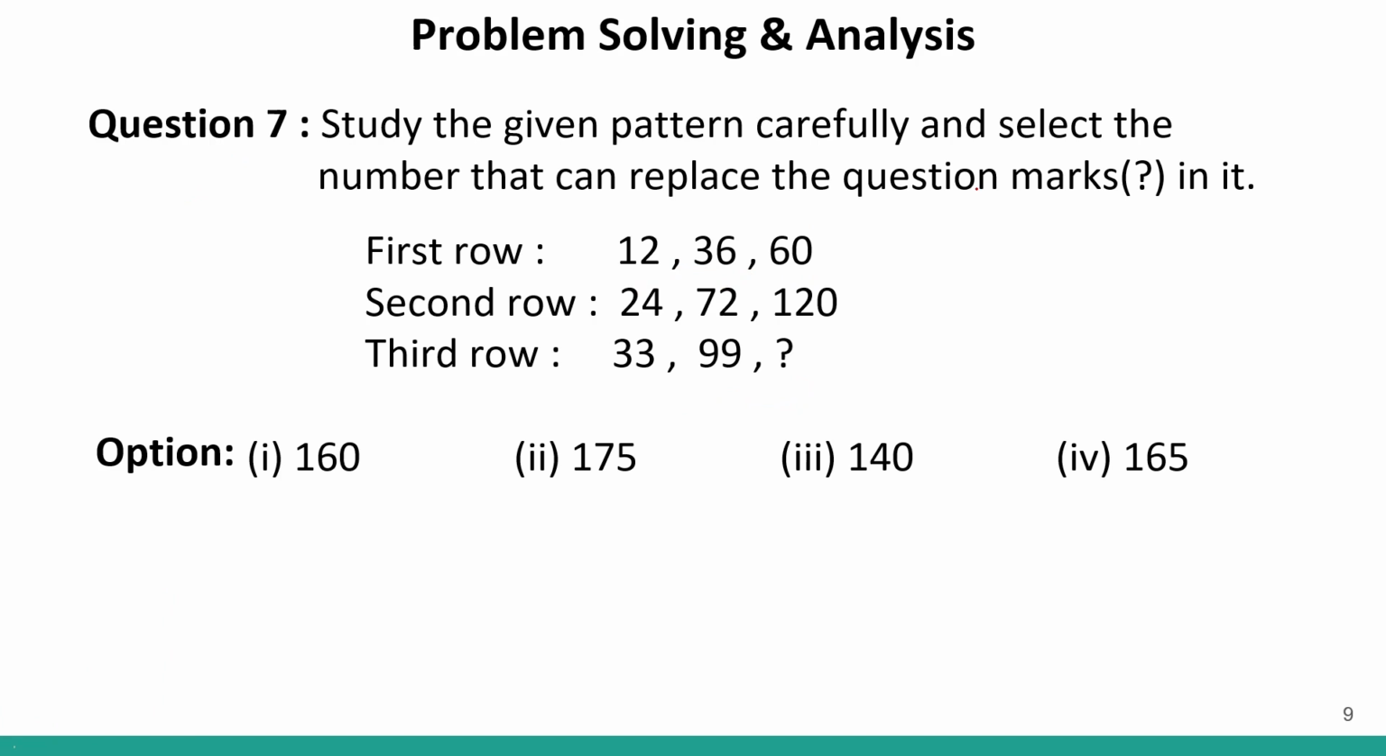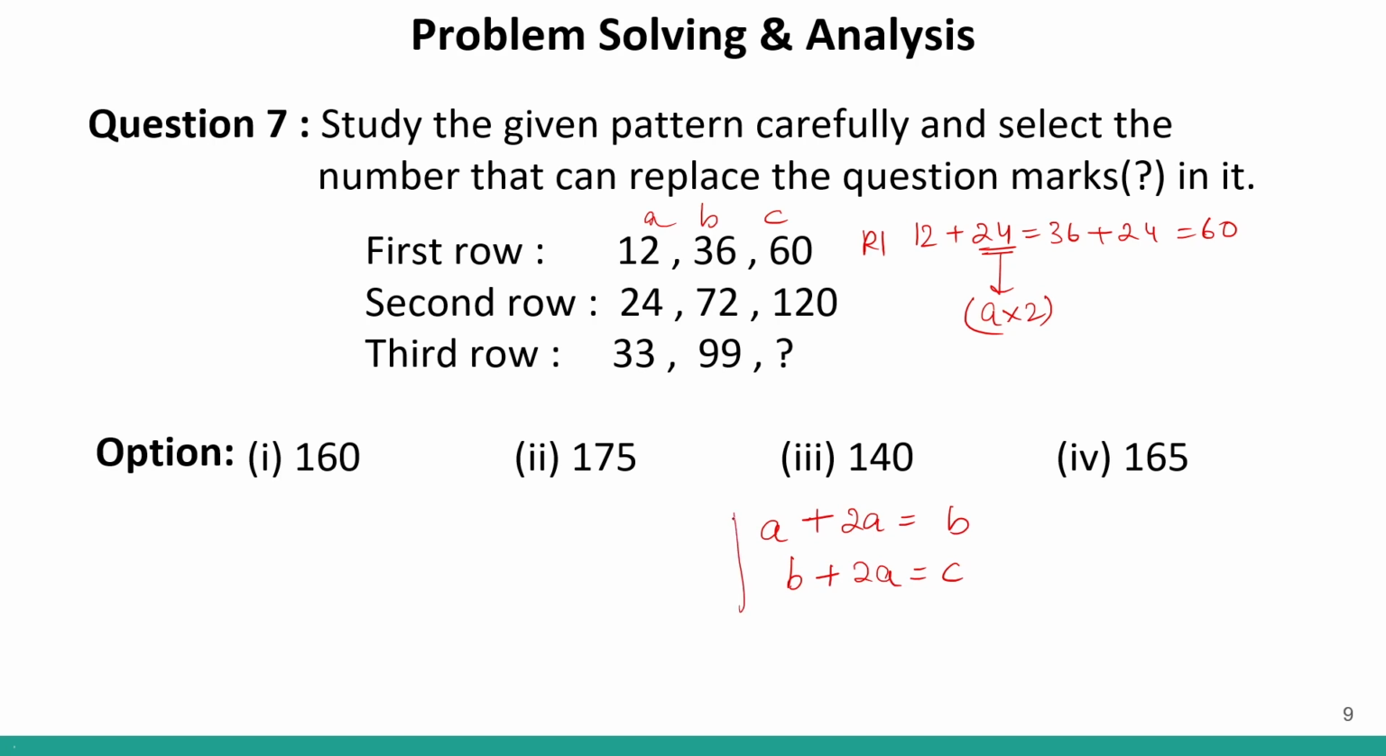Now, over here I can see that 12 plus 24 will give me 36. Correct? This is row 1. This is A, B and C. So A plus 24 gives me 36. Similarly, 36 plus 24 will give me 60. And 24 is basically A into 2. So I can write it that A plus 2A gives me B, and then B plus 2A again gives me C. This is the logic.